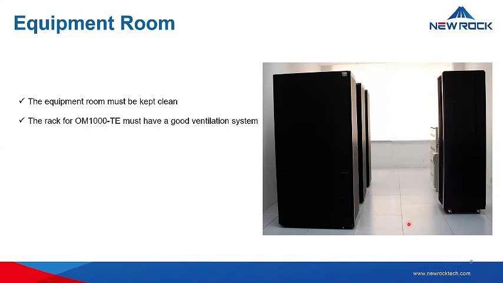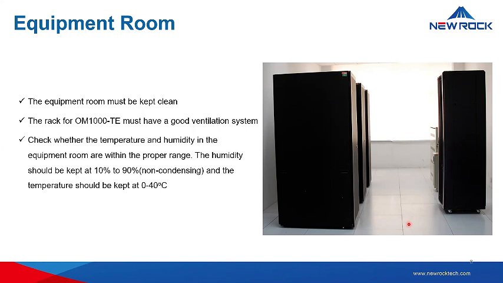You need to keep at least, I think, 5 centimeter clearance with regards to the air exhaust of the gateway. This is to ensure the proper heat dissipation of the device. Then check whether the temperature and the humidity in the equipment room are within the proper range. Again, the humidity should be kept at 10 to 90%, 90% non-condensing, and the temperature should be kept at 0 to 40 degrees Celsius.